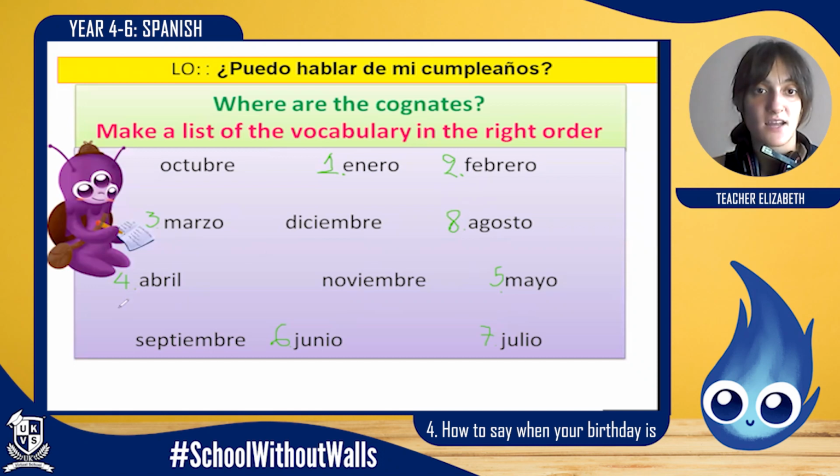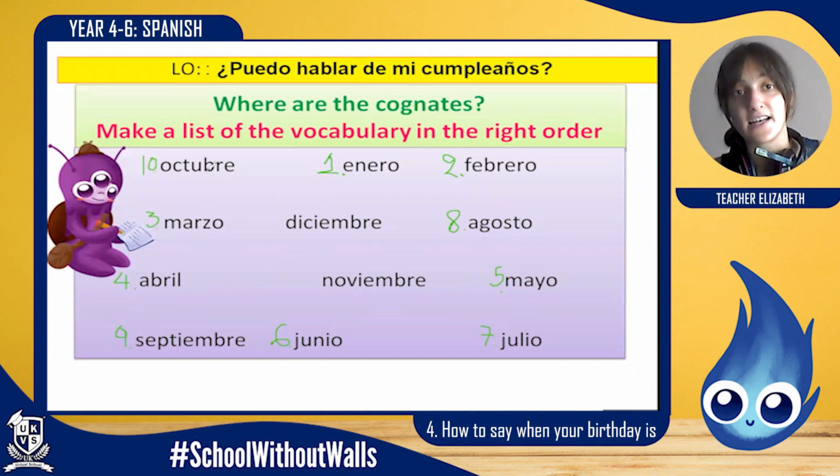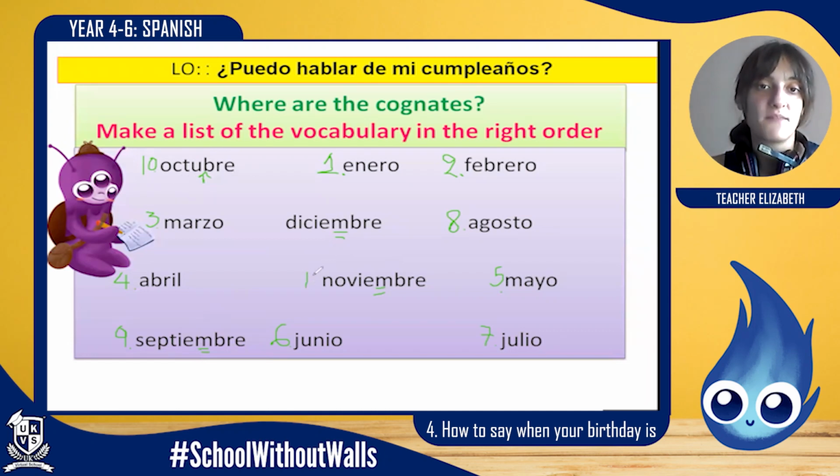agosto, después tenemos septiembre, back to school, octubre, and notice how octubre, just like in English, doesn't have an M here, does it? So just like in English, we have septiembre, noviembre, diciembre. So these 3 months have an M, but octubre, no, okay? Just like in English, same thing. Octubre, noviembre, mi cumpleaños y diciembre.